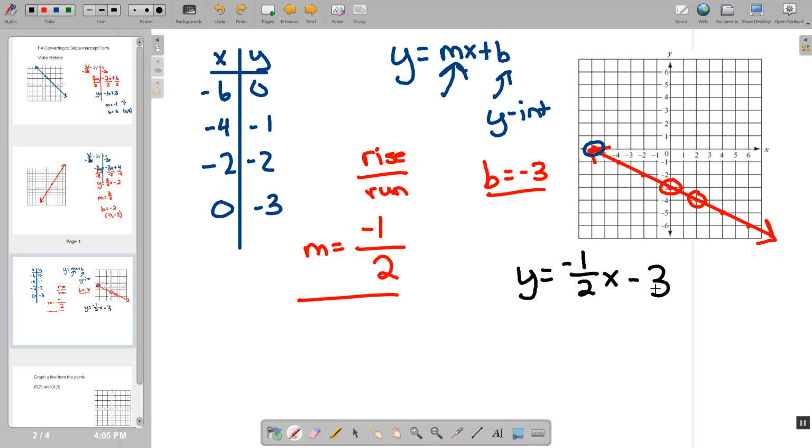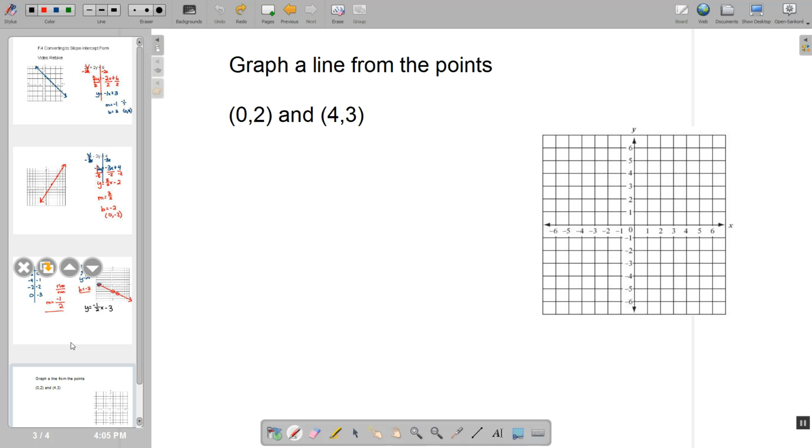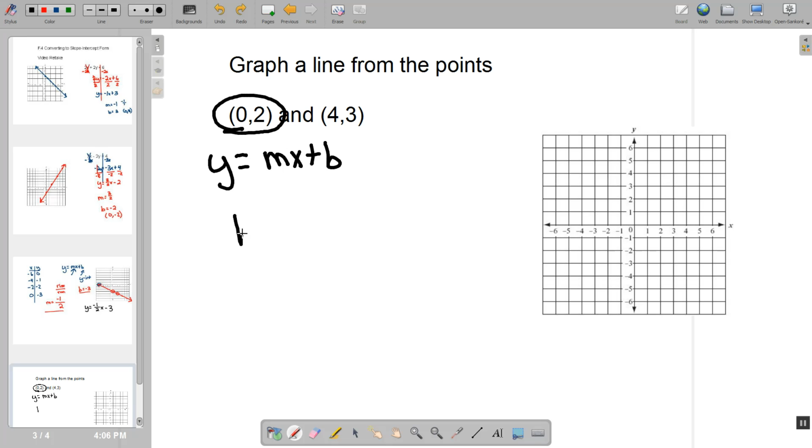Not easy, but definitely not impossible. Let's do one last problem. What if we were given the points (0, 2) and (4, 3), and then we had to graph the line from them? Once again, in order to make an equation y equals mx plus b, we need to find the slope and the y-intercept. Lucky for us, that is the y-intercept. So we know that has to be 2 for b.